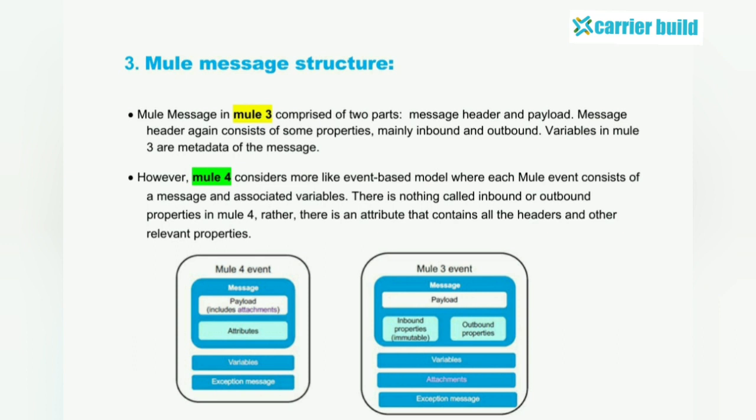However, Mule 4 considers more of an event-based model where each Mule event consists of a message and associated variables. There is nothing called inbound or outbound properties in Mule 4. Rather, there is an attribute that contains all the headers and other relevant properties. Below is the image for your reference, and it shows the differences between the Mule 4 event and the Mule 3 event.